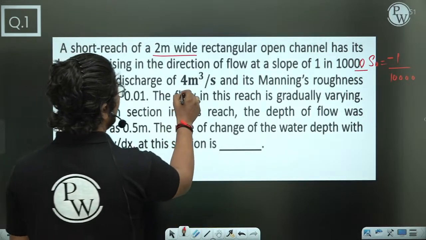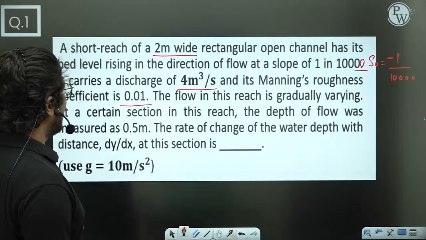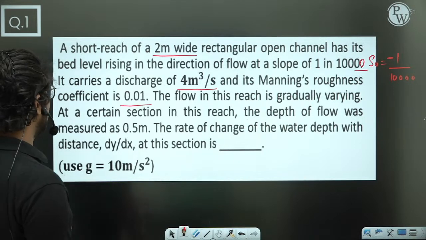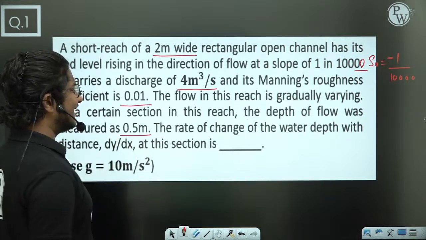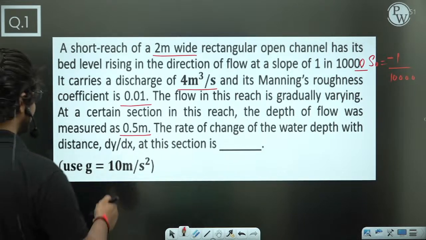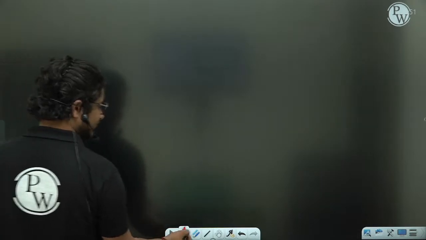Then Q is given to you. Very good. Manning's coefficient N is given to you. The flow in this reach is gradually varying at a certain section in the reach, the depth of the flow, so Y is also given to you. The rate of change of water depth with respect to the distance, dy upon dx at this section, is to be found. G is taken as 10 meter per second square. Okay, so let us solve this problem.